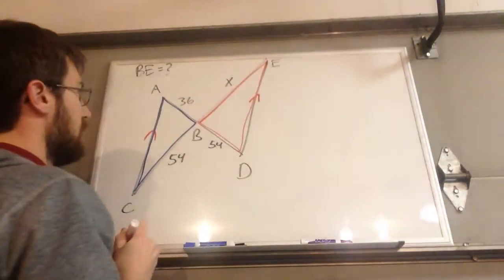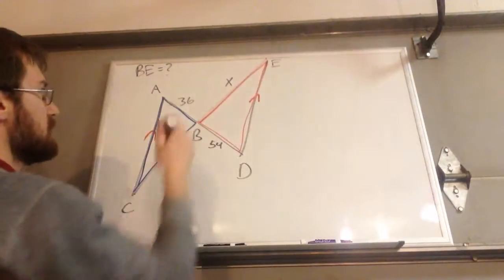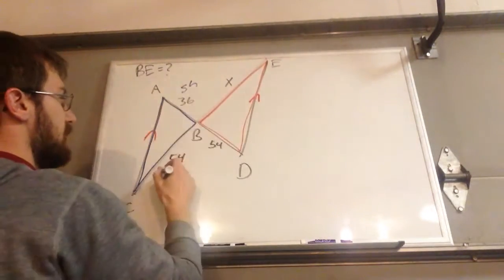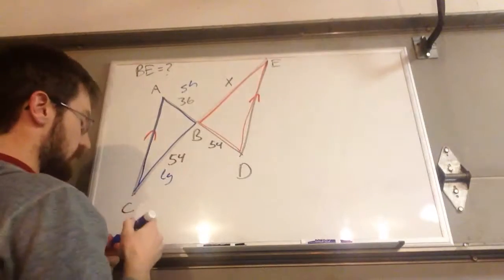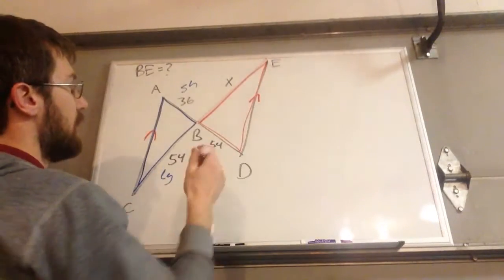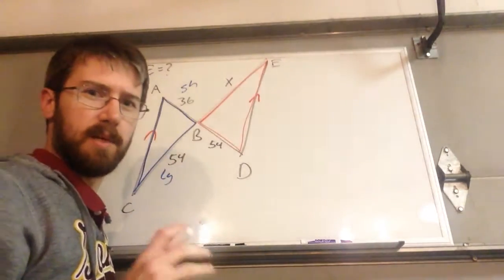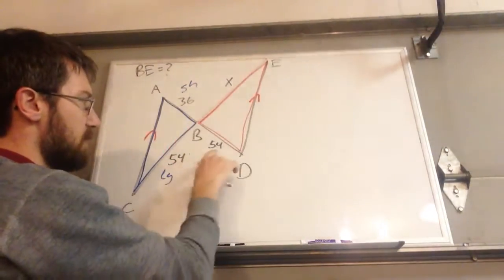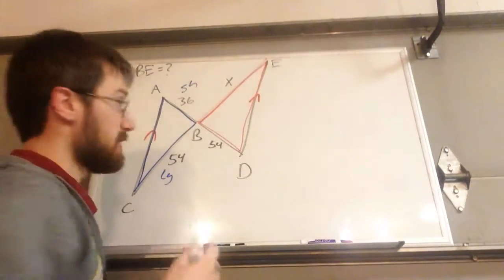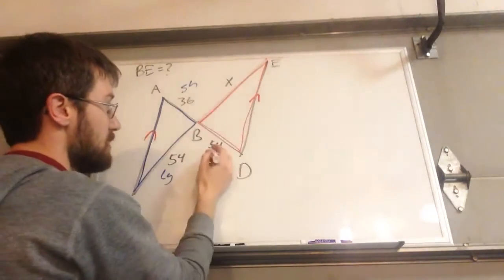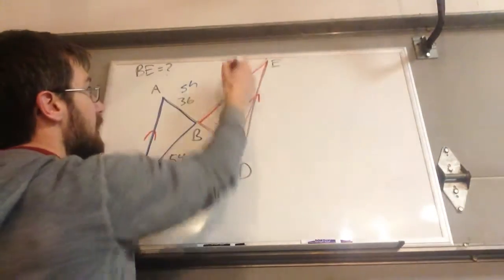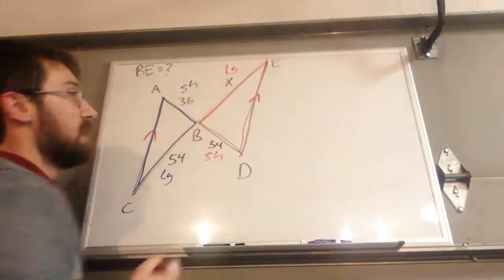So within our blue one, I've got 2 side lengths that are given. This is my short side and this is my long side, 54. With the red one, here's where students get a little bit confused. They see 54, 54, they want to say that those are both long sides. Actually in this one, it's the short side. And in this one, X is our long side.